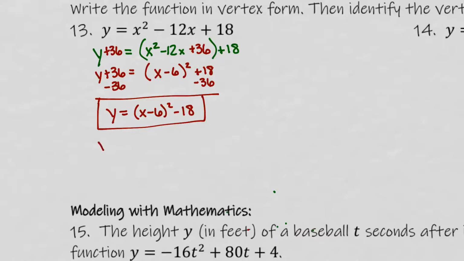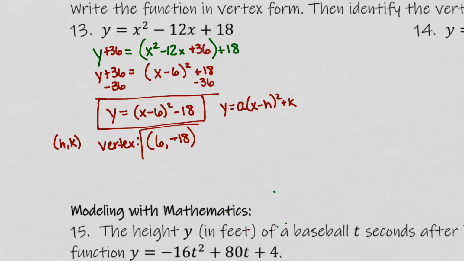Now let's write out our vertex. Remember, the vertex is (h, k), and this equation was y equals a times x minus h squared plus k. So I know I have a 6 in here, and it's a minus 6, so my x is actually positive 6, and the number tacked onto the end is my y value. So there's my vertex. All right, number 14.